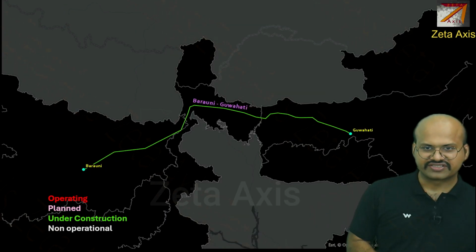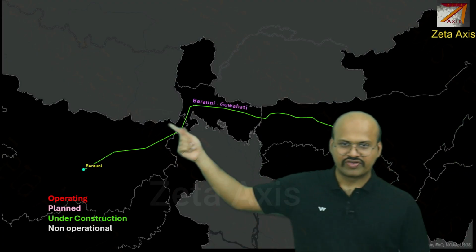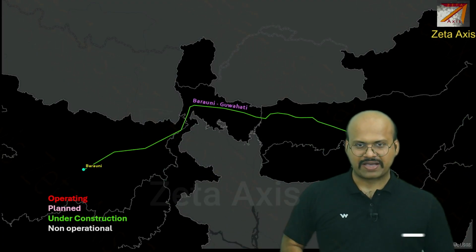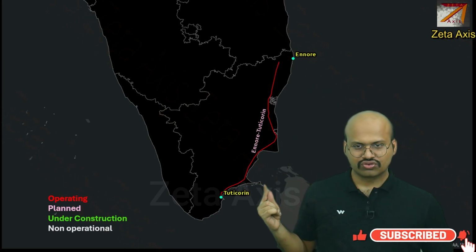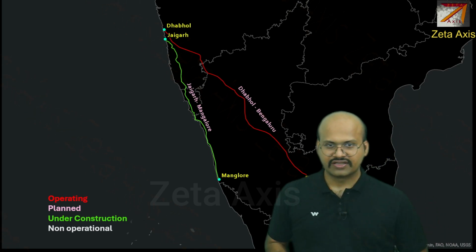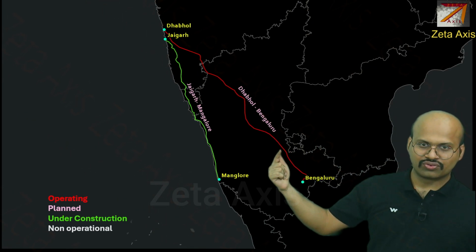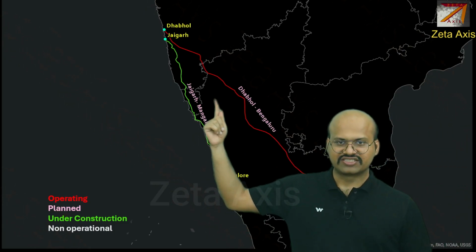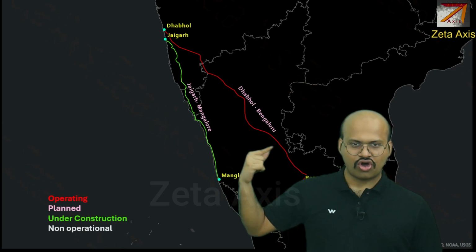Then in the eastern side, we have a pipeline from Barauni to Guwahati. So we have connected it with a gas pipeline. And in the south, we have an important pipeline to Tuticorin. This is also a port region. Again, in the western side, we have pipelines connecting Dabhol and Bengaluru, and then we have a pipeline connecting Jaigarh to Mangalore. This is under construction while this is operating.